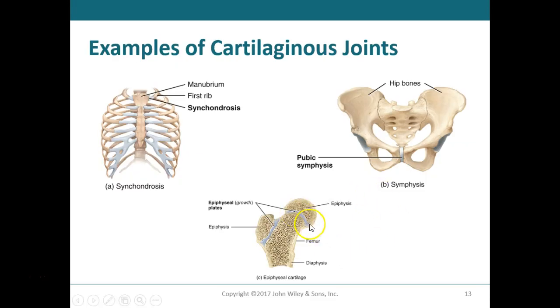Here you've got those epiphyseal plates made up of that hyaline cartilage. Here is the pubic symphysis, okay, so that's a symphysis, and here you have the synchondrosis between the manubrium, the upper part of the sternum, and that first rib.